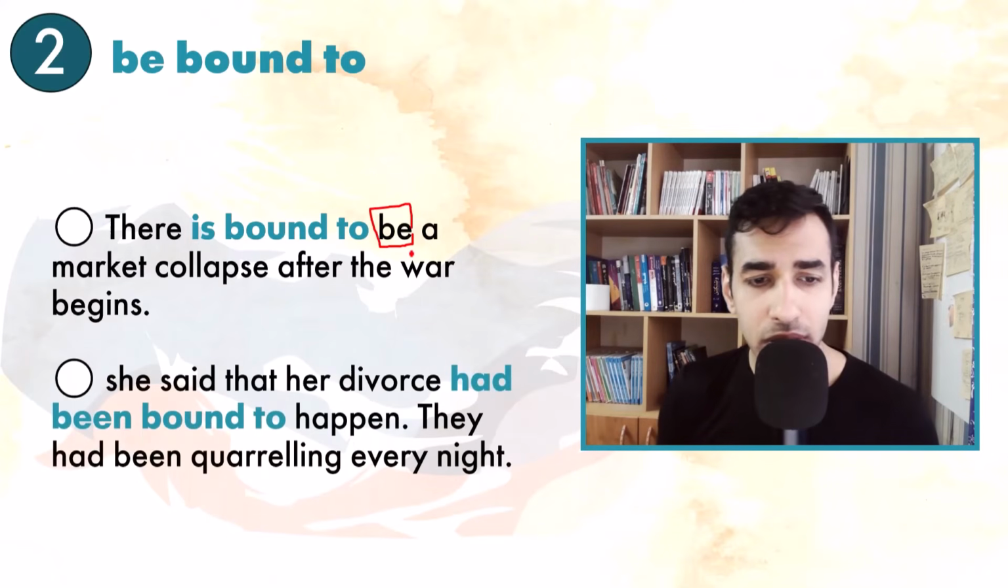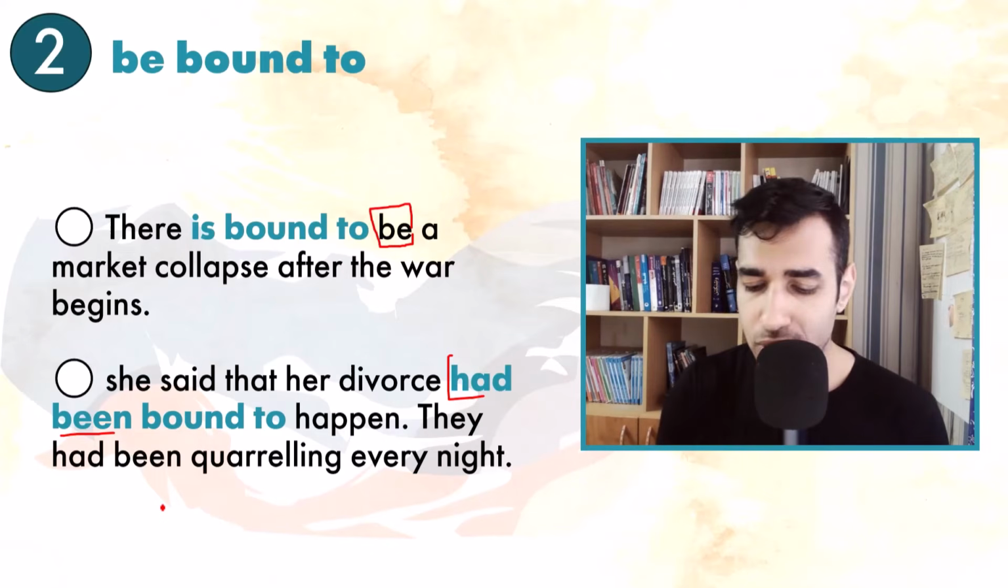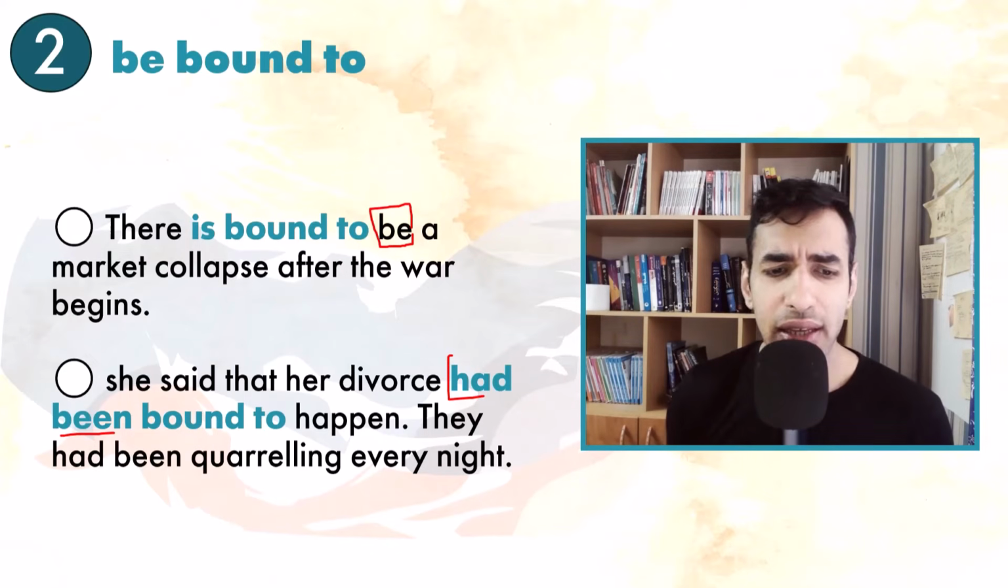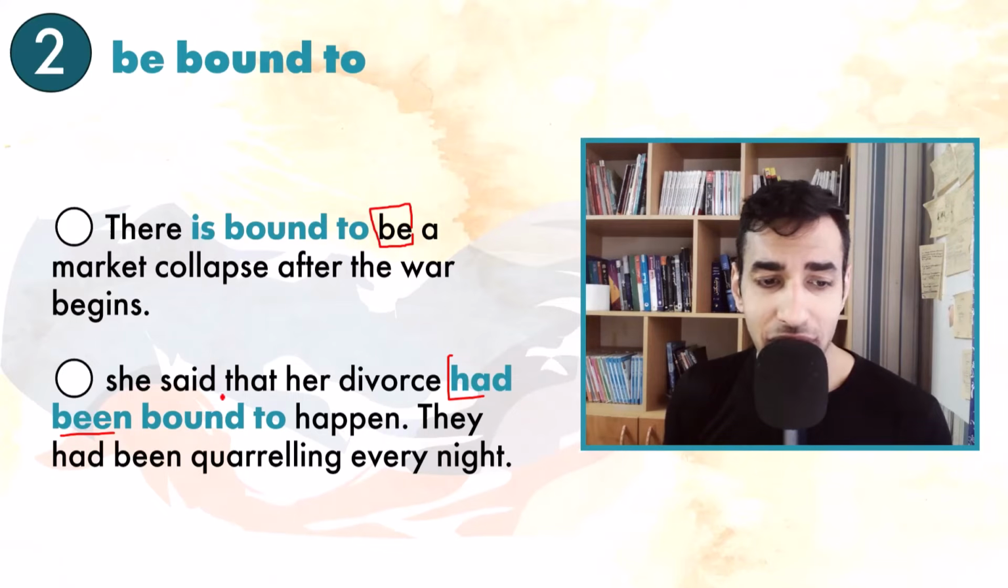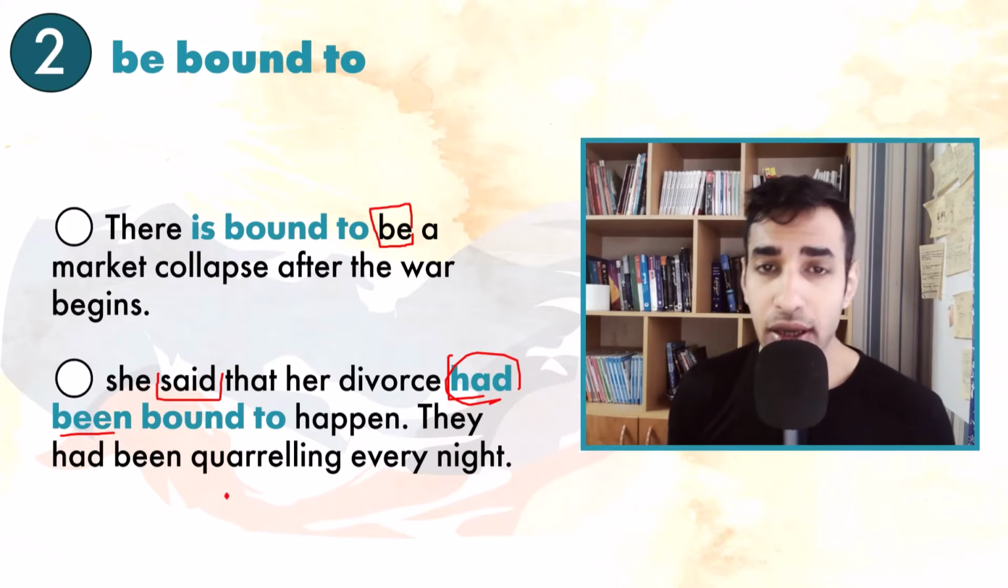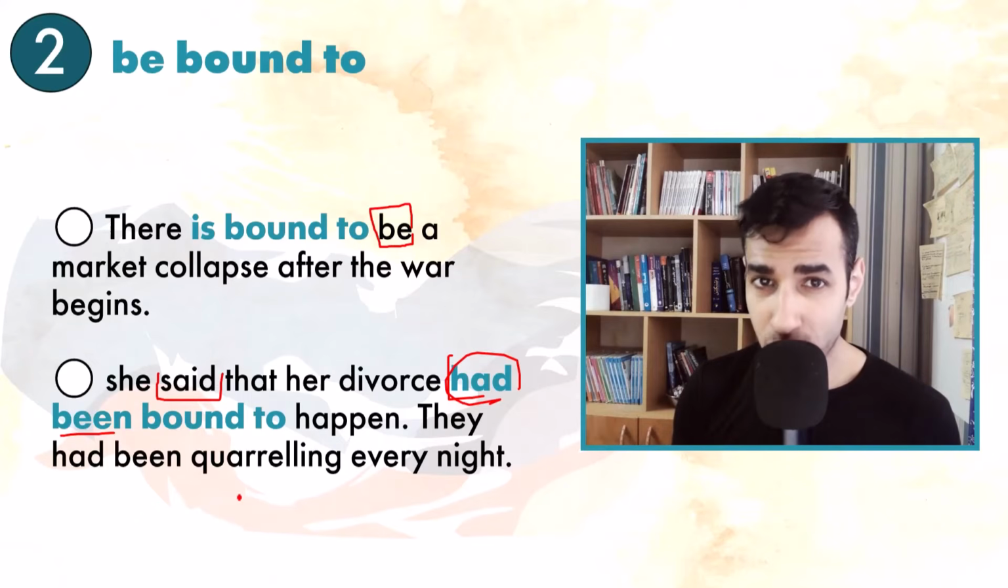Next example. She said that her divorce had been bound to happen. Had been, past perfect. They had been quarrelling every night. Past perfect continuous. We could easily say that her divorce was bound to happen. But we cannot do that because she said that. Here we have a reporting verb, and our verb in the statement moves one step in the past, reported speech.